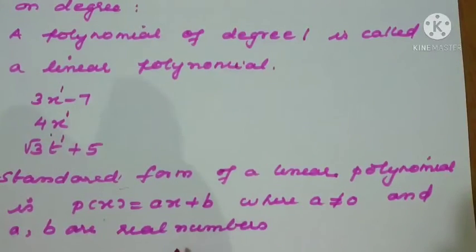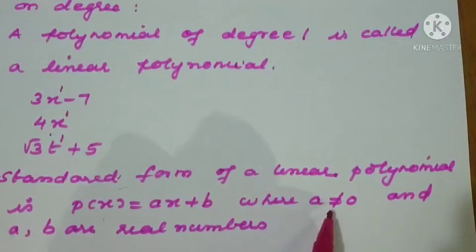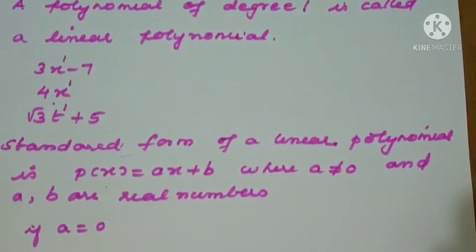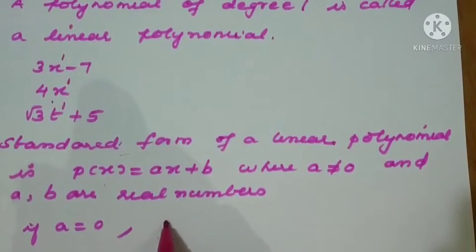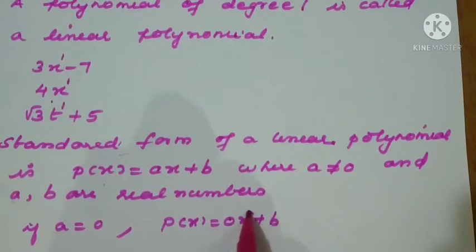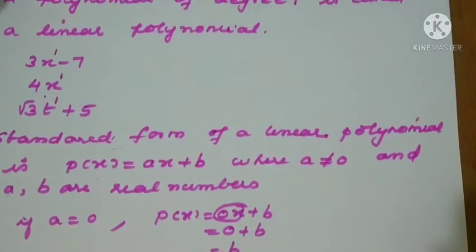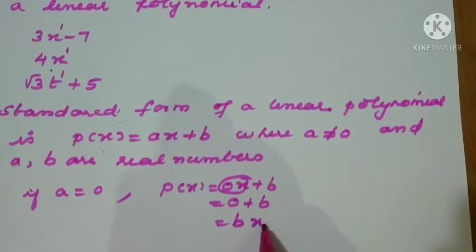This point I have already explained, I think. What is the meaning of a not equal to 0? Why is this important for the standard form? If a became 0, what will happen here? If a equal to 0, then p of x equal to 0x plus b. 0x means this whole term will be 0 only. What are we getting? It is only equal to b only. So b has the power of x with 0. So the degree is changed now, right?